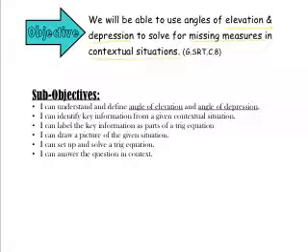I can identify key information from a given contextual situation, so I can pick out the important information, and then I can label that key information. I can draw a picture, I can set up and solve a trig equation, and then answer the question in context. So we're really going to pull from what we did yesterday in solving trig equations, only now instead of being given the triangle, I have to draw it from information.